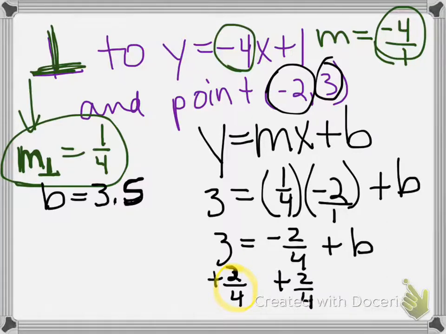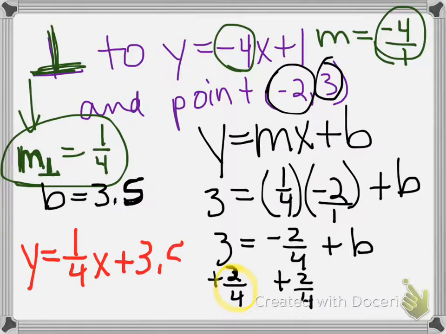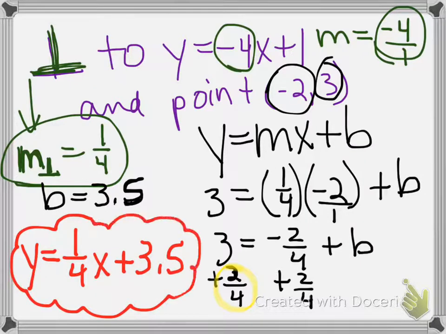So my equation here is y equals 1/4 x plus 3.5. That's the line that's perpendicular to my previous line up here and goes through the point -2, 3.